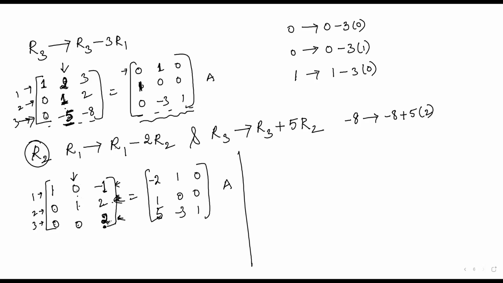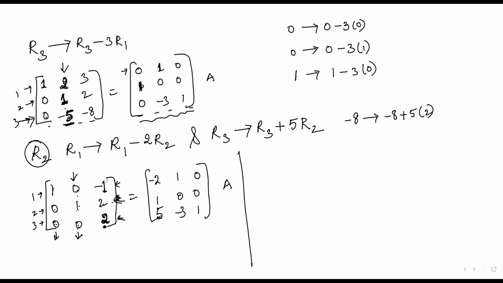This 2 you should make 1. How to make this 2 into 1? That's important. This is very important: not to disturb these two columns. 1 0 0 and 0 1 0 you should not disturb, because we wantedly made this one 1 and these 0. So therefore we should not disturb.